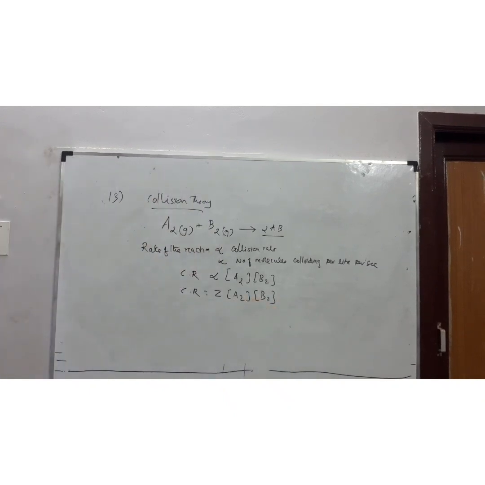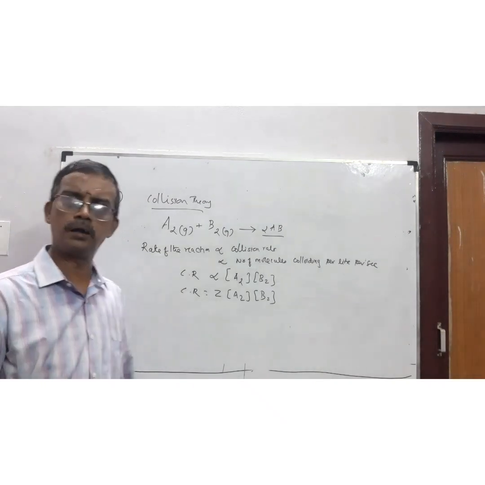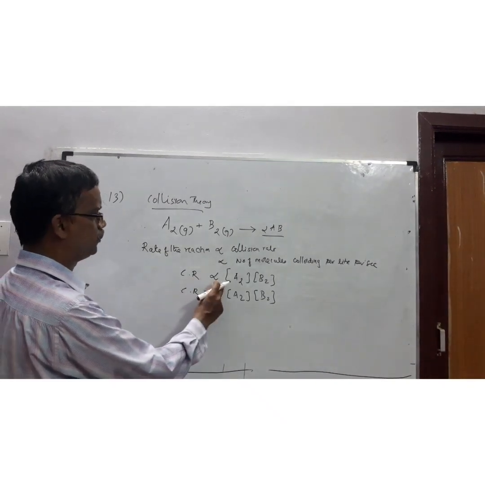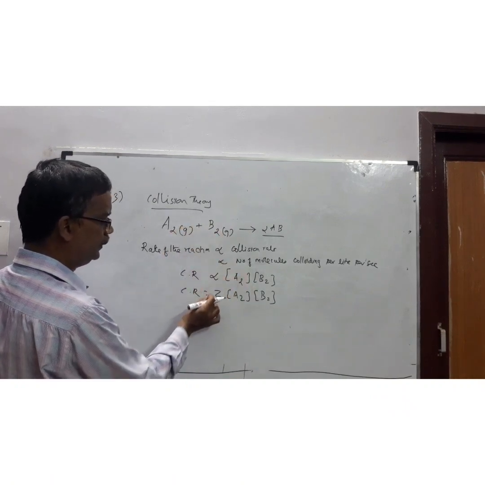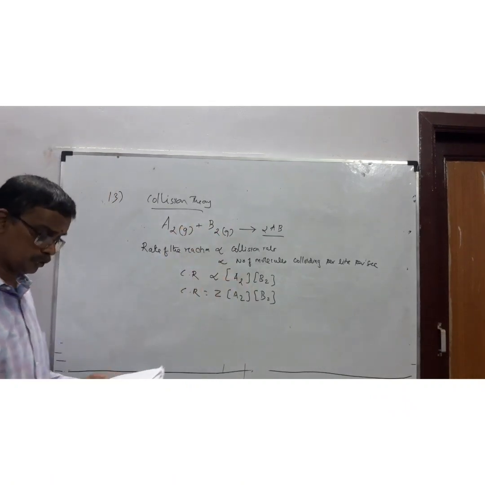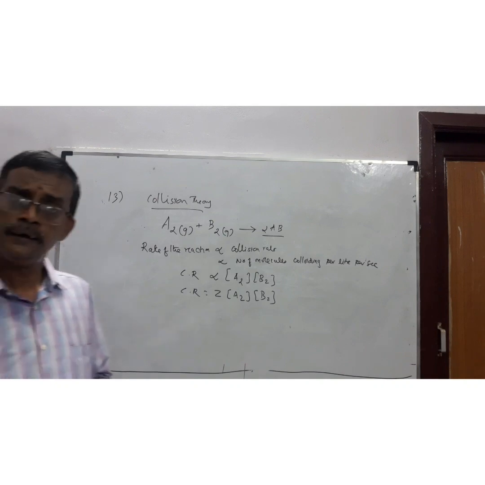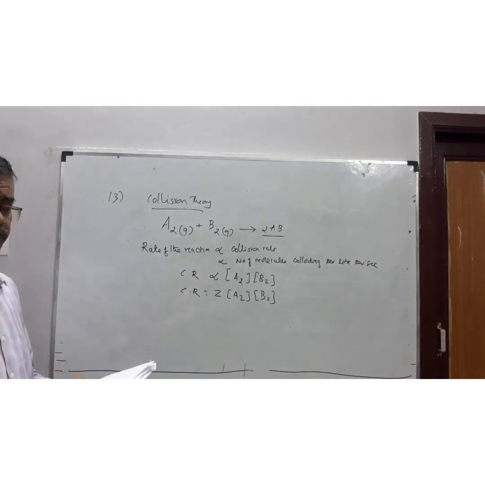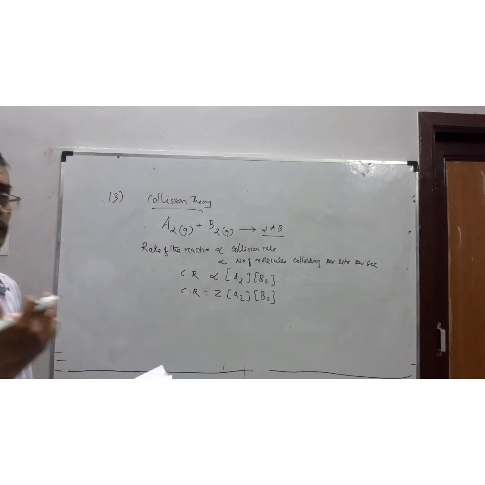First step, the rate of the reaction is directly proportional to collision rate. Collision rate means the number of molecules colliding per liter per second. Collision rate is directly proportional to the reactant concentration, equal to Z. That is the proportionality constant. Next, all collisions are not effective in leading to the reaction.